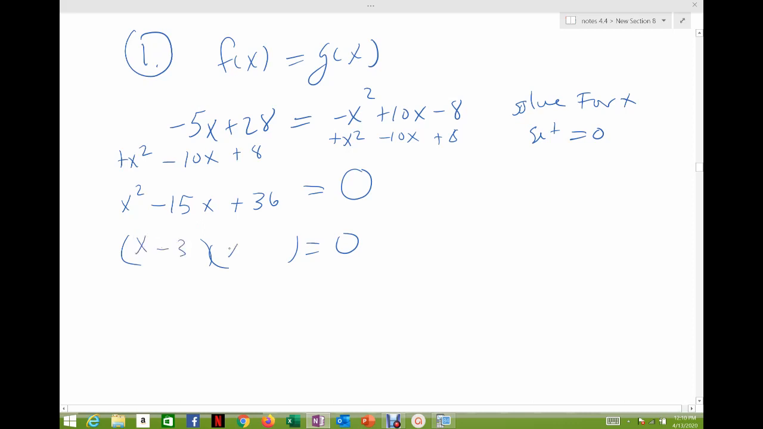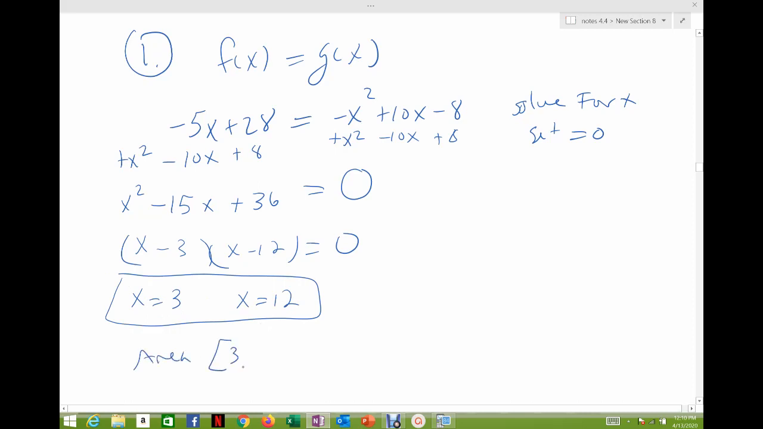Well, negative 3 and negative 12, right? Negative 3 times negative 12 will give me 36. Negative 3 plus negative 12 will give me my negative 15. And so where my function intersects, if you graphed it, you would find that the two functions cross at 3 and 12. And so that would be where I'm finding my area. I'm finding my area from 3 to 12. Alright, so that's the first step.